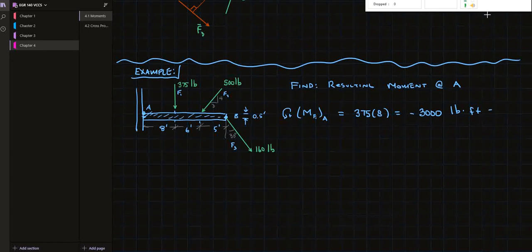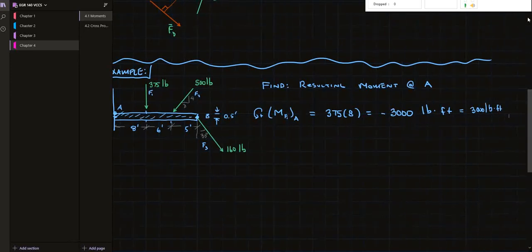But if I was going to have this as a result, I would probably put this as 3,000 pound-foot, and I would draw the arrow this way to indicate that that's the direction of it. So if that was a result, I probably would do that instead of using the negative sign, just so there's no confusion.